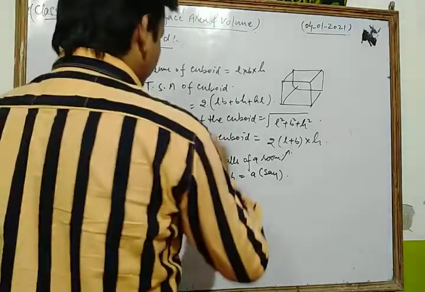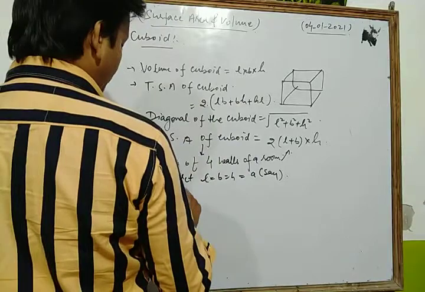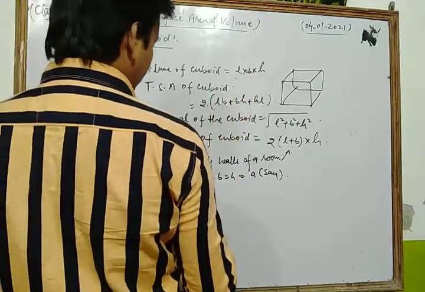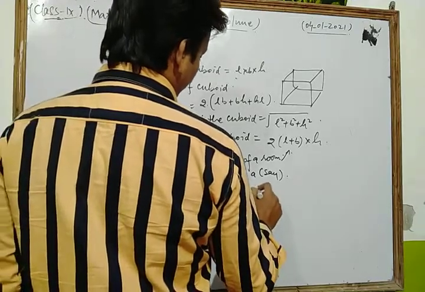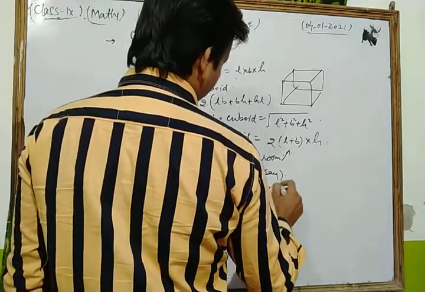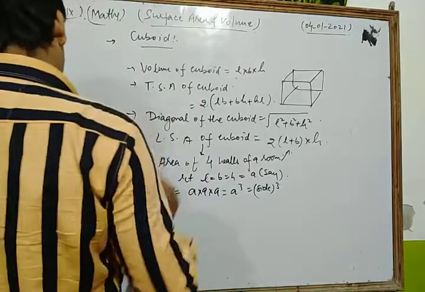So what are the formulas for the cube? The first one is the volume of the cube. L into B into H means A into A into A, which means A cube, or side cube. This is the formula for the volume of a cube.